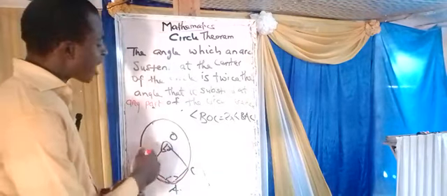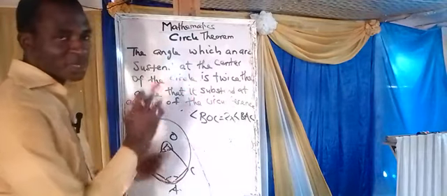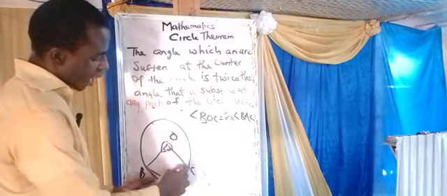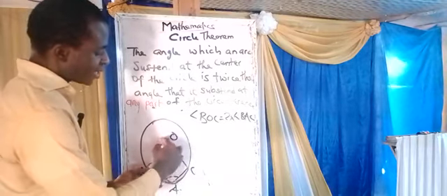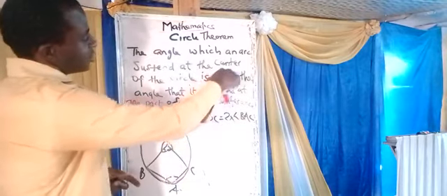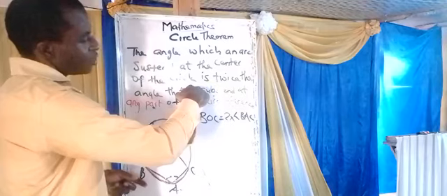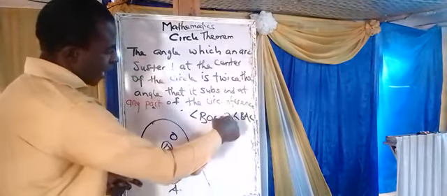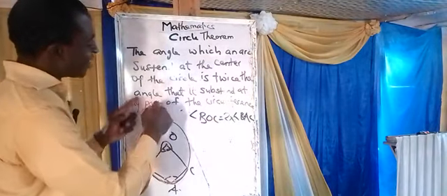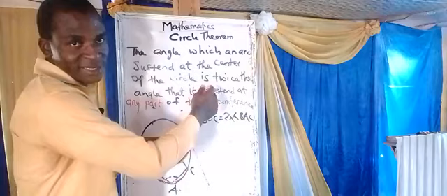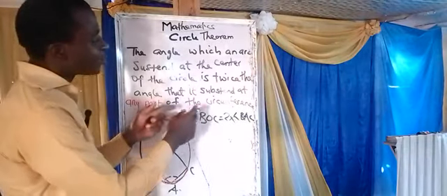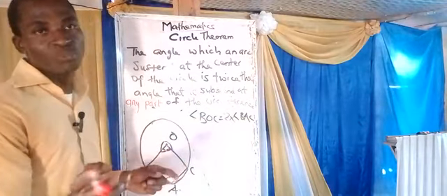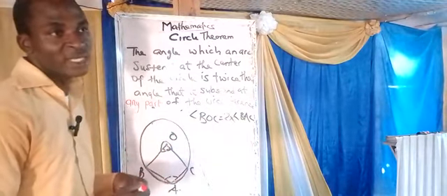So the angle which an arc subtends or carries, this is the arc, the one that it carries at the center of the circle, as you can see, at the center of the circle, is equal to twice, 2 times, the one that it subtends at any part of the circumference.